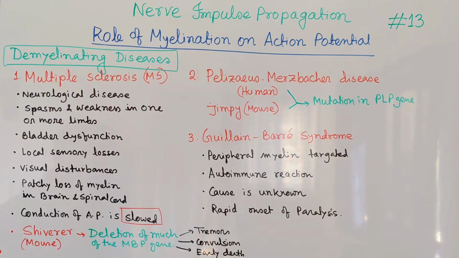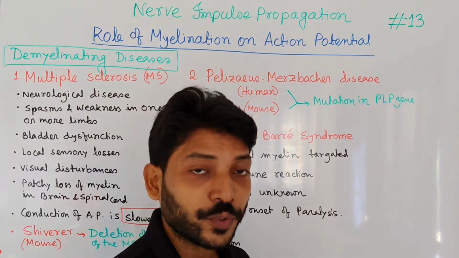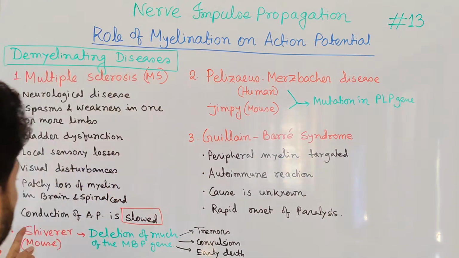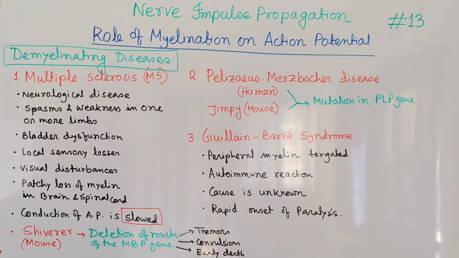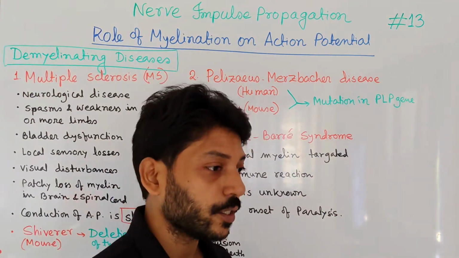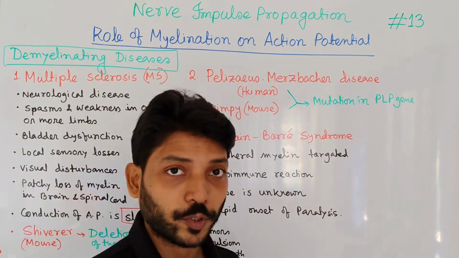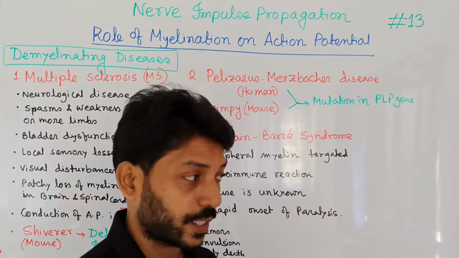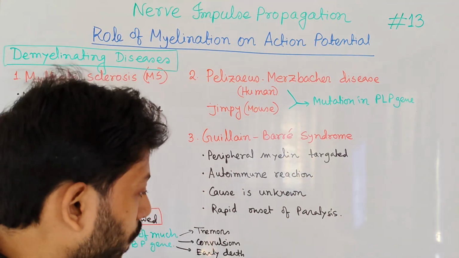And why do these symptoms occur? Because the conduction of the action potential is slowed. As I mentioned, myelination increases the velocity. So if there is any problem in the myelination, then the action potential conduction is slowed. Now the cause of this disease is not known completely, so it is unknown, but it appears that there is generation of autoantibody against a protein called MBP that I mentioned earlier. MBP means myelin basic protein.